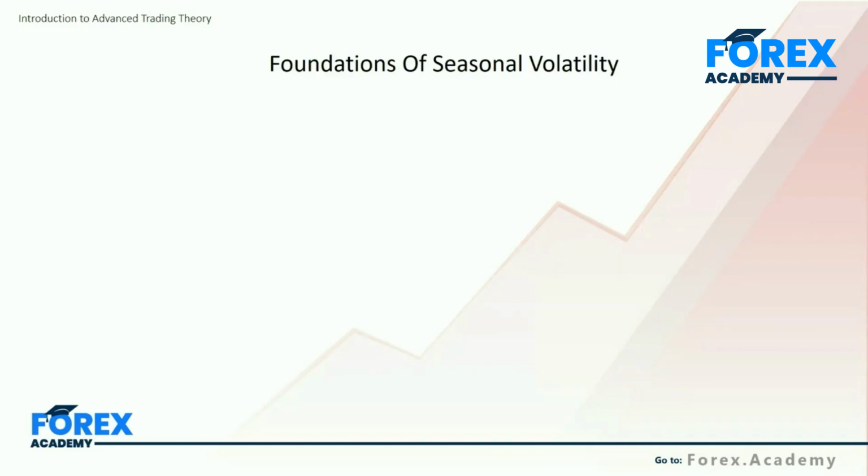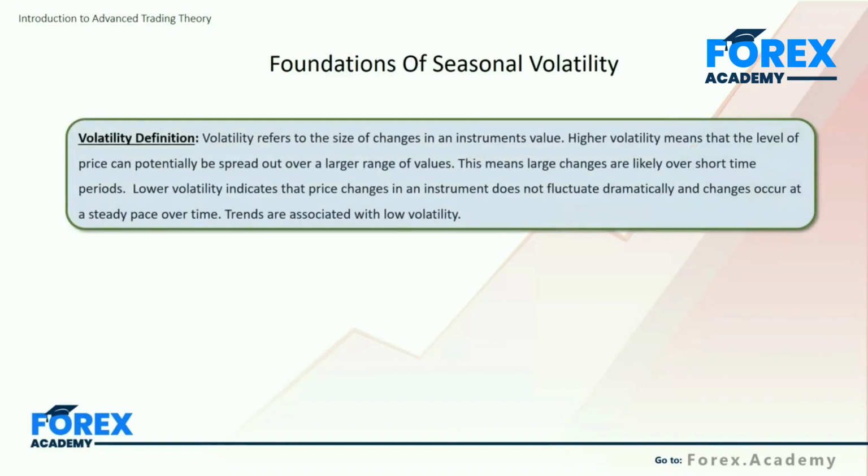Okay, so let's take a look at the foundations of seasonal volatility. Firstly, we need to define each of these two terms. So, what is volatility then? Volatility refers to the size of changes in an instrument's value. Higher volatility means that the level of price can potentially be spread out over a larger range of values. This means large changes are likely to be seen over a short time period. Lower volatility, on the other hand, indicates that price changes in an instrument do not fluctuate dramatically, and changes occur at a steady pace over time.